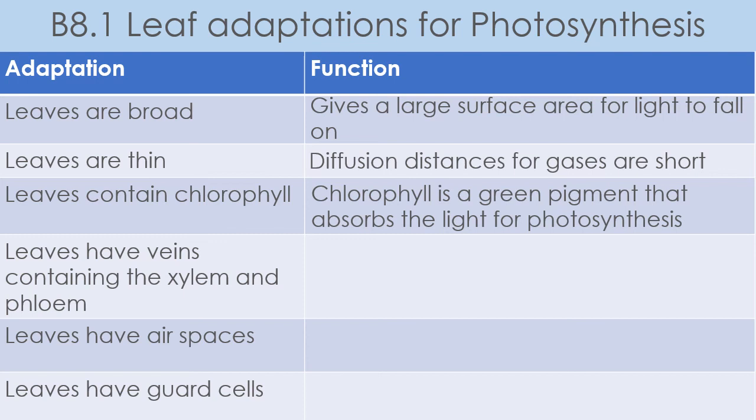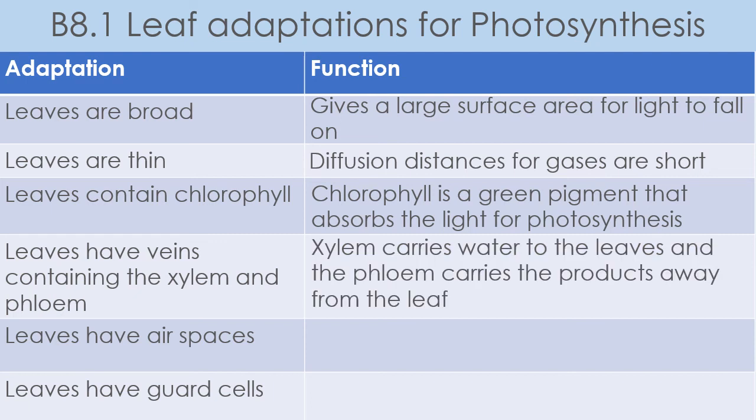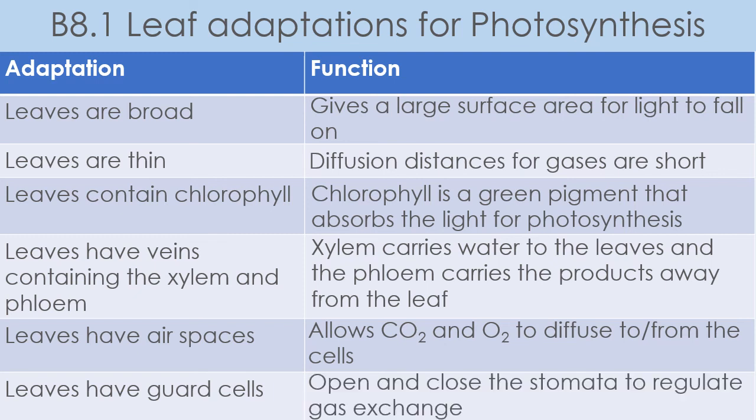Now, the leaves have veins which contain our xylem and phloem, and that's to carry water to the leaves through our xylem, and that's the process of transpiration, and the phloem carries the products away from the leaf, and that's our process called translocation. The leaves have got air spaces, and that allows carbon dioxide and oxygen to diffuse to or from the cells where photosynthesis is occurring. The last one we've got there, the leaves have got guard cells. The purpose of the guard cells is to open and close the stomata, and that regulates the gas exchange.